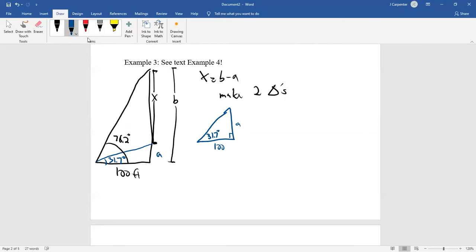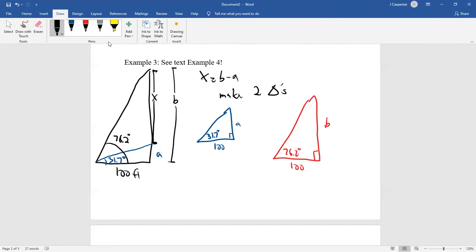And then for the bigger triangle, I'll do red. So that was a larger angle. I'll try and make that visible. That was 76.2 degrees. This was still 100 though, and we called this distance B. So what we've got to do is find A from the blue triangle, find B from the red triangle, and then our number is actually just the difference of those two things.